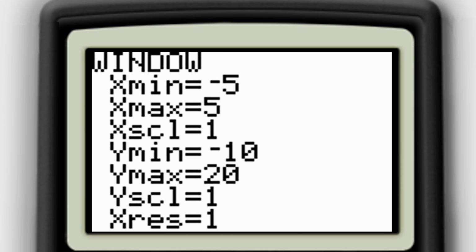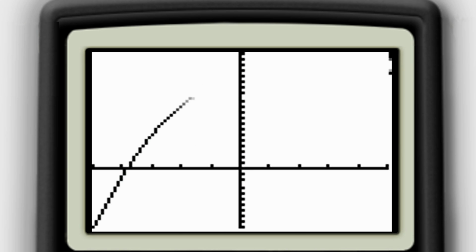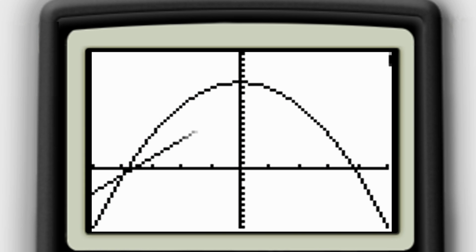Now, to choose your window, just be careful. You should be able to see both points. So you should get an idea how to choose the window from the points itself. See, the x minimum you can do from -5 and then go up to 5. And then y, the max value of y should be greater than 14, as you can see. So let's choose between -10 and say 20. And then graph them.